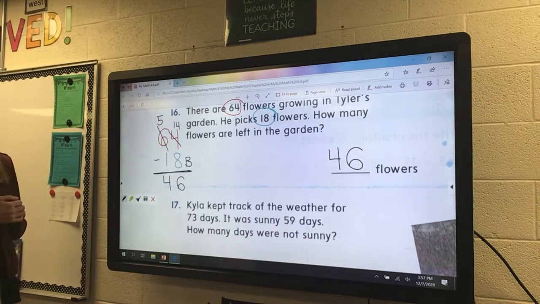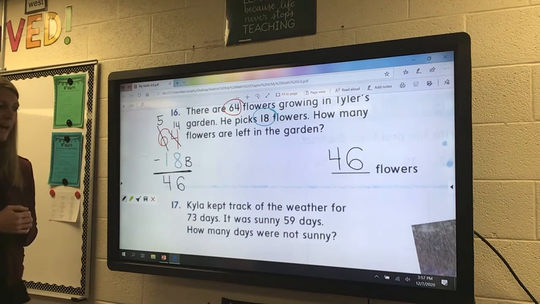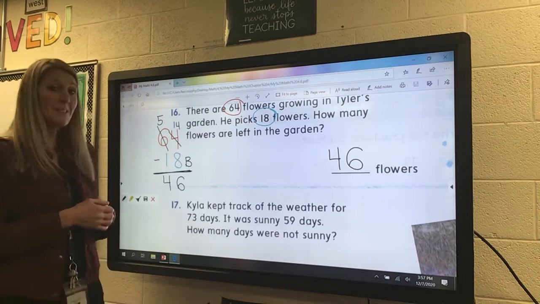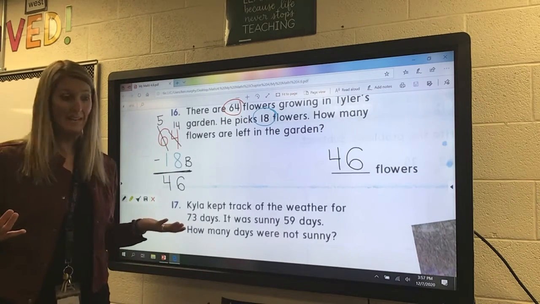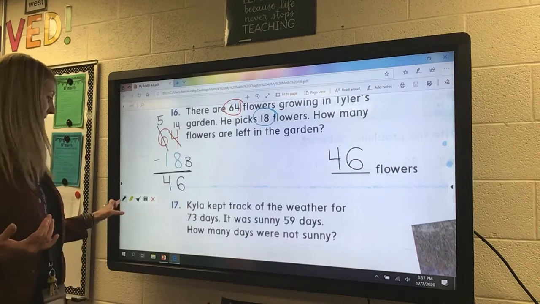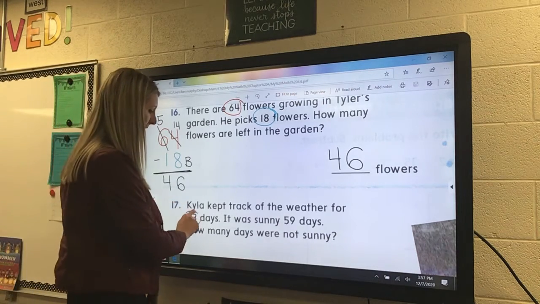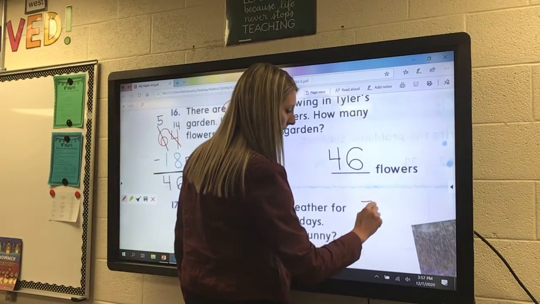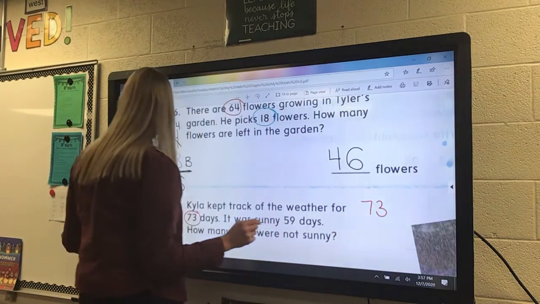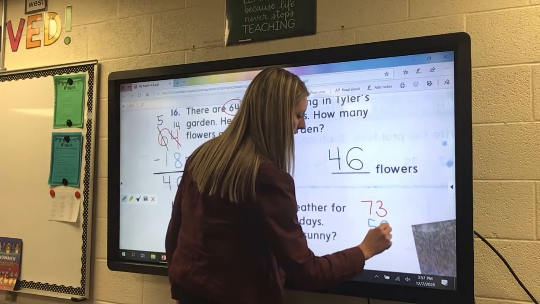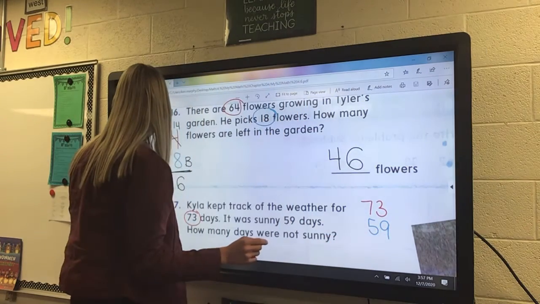All right, last one. Kyla kept track of the weather for 73 days. It was sunny 59 days. How many days were not sunny? So I know I need to subtract to find the difference. So we're gonna start with 73 were the total days, and 59 were sunny. So I'm gonna put 59 below it, and then I'm gonna subtract.